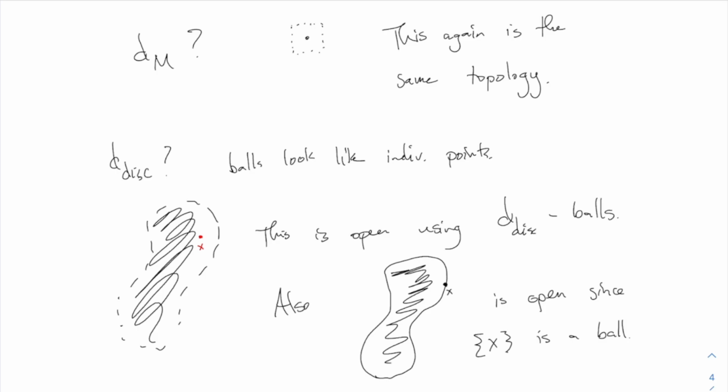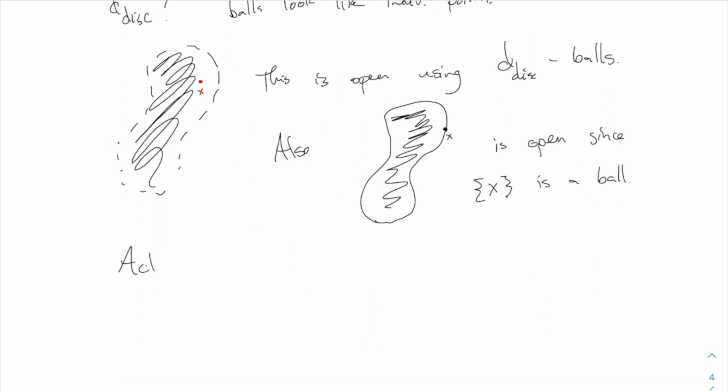If you choose any point in that set, that point by itself is a ball, and so it automatically can work as its own neighborhood. So actually, all sets are open using that discrete metric, because every point can just be used as itself for its own neighborhood. And so the ball will always be contained in the original set. All sets are open using the discrete metric.